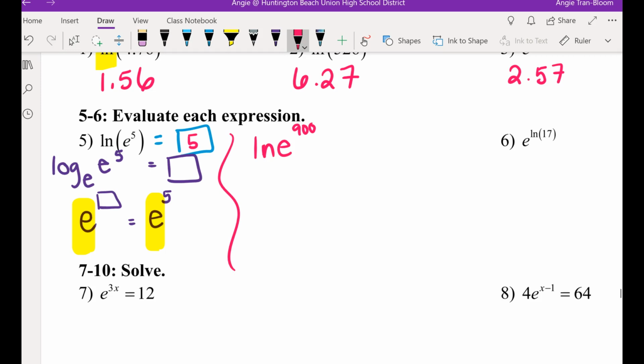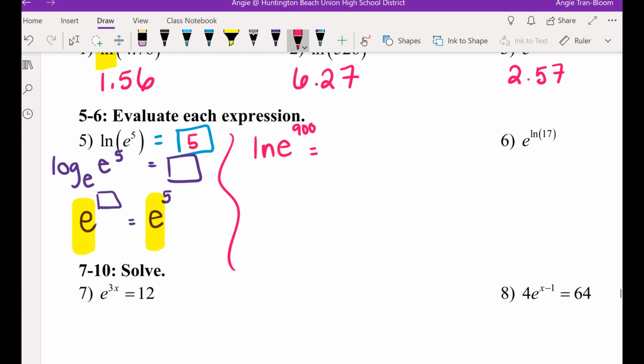I want you to do this for me in your calculator. Punch in natural log of e. Just natural log of e. What does the calculator say? 1. Yes, it does say 1 because natural log, by the way, is just log base e.